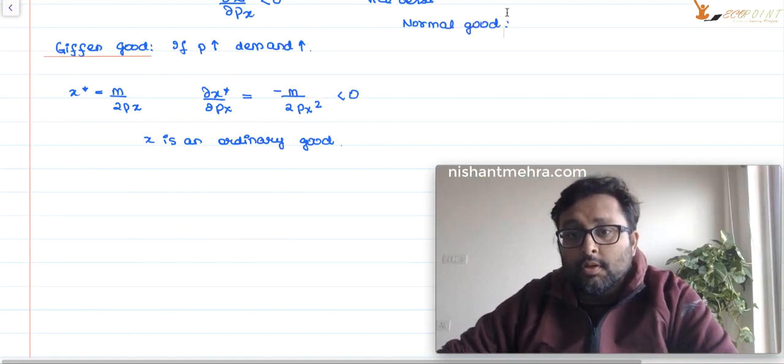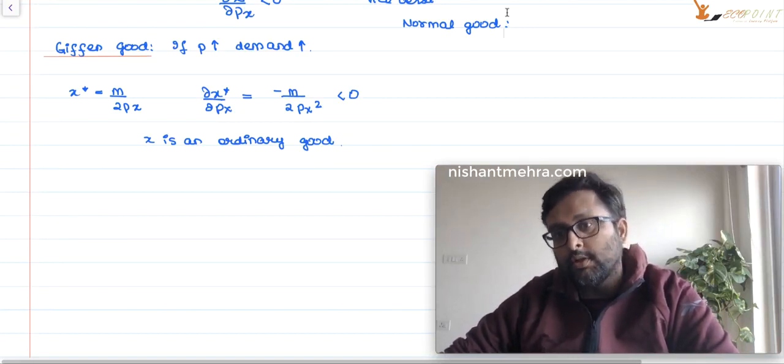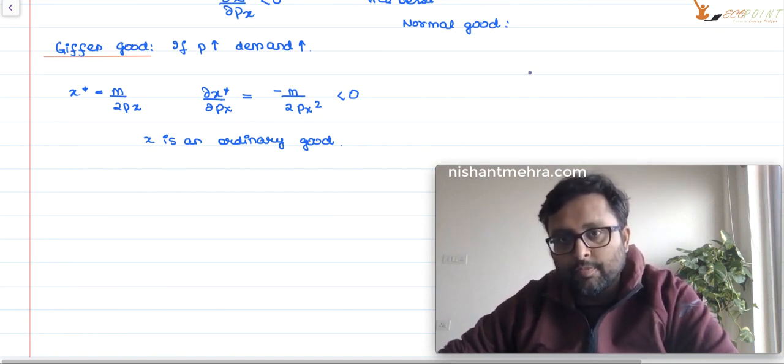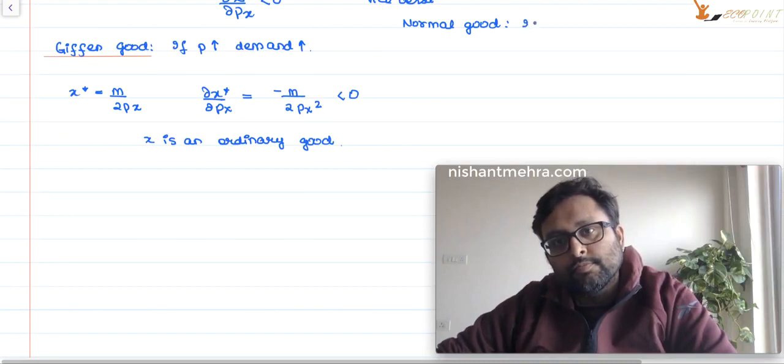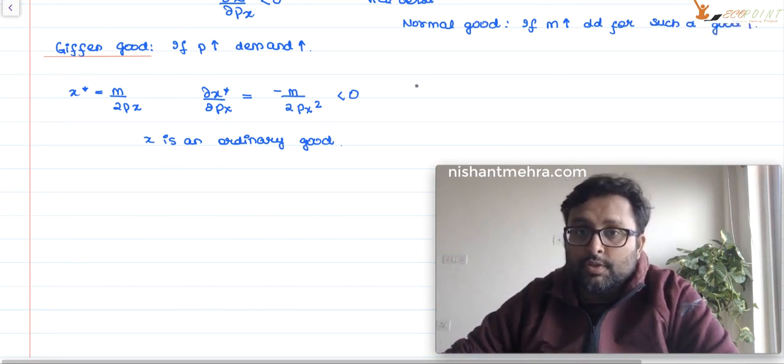Normal good. There is a positive relationship between income and the quantity demanded. So in case the income is going to increase, demand for such a good is going to increase. If income is going to fall, demand for such a good is going to fall. So if income increases, demand for such a good increases.